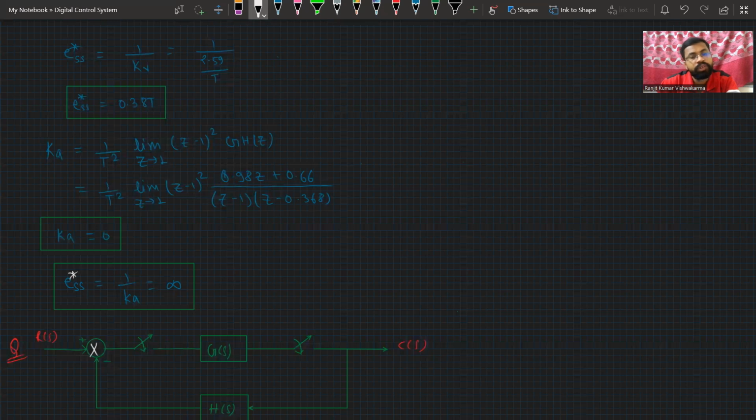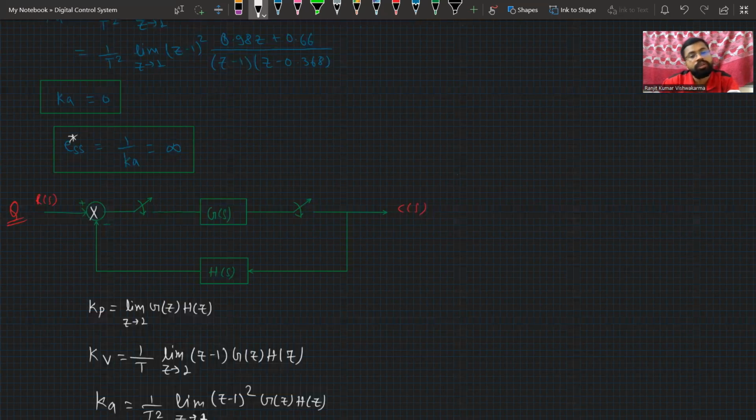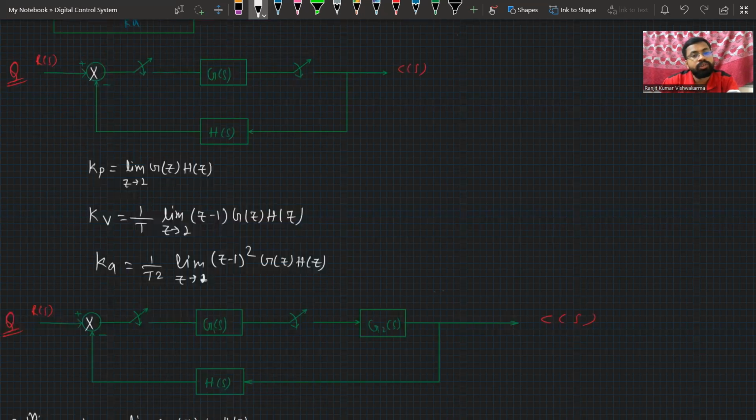Okay, that one is the first type of question. This is the second type of question. Let's say this is a sampler, and here also we have, let's say, S1, S2. From this type of block diagram that will be given, you have to directly calculate Kp, Kv, Ka. So from this diagram, you directly calculate limit z tends to 1 of G of z H of z. Why G of z H of z?